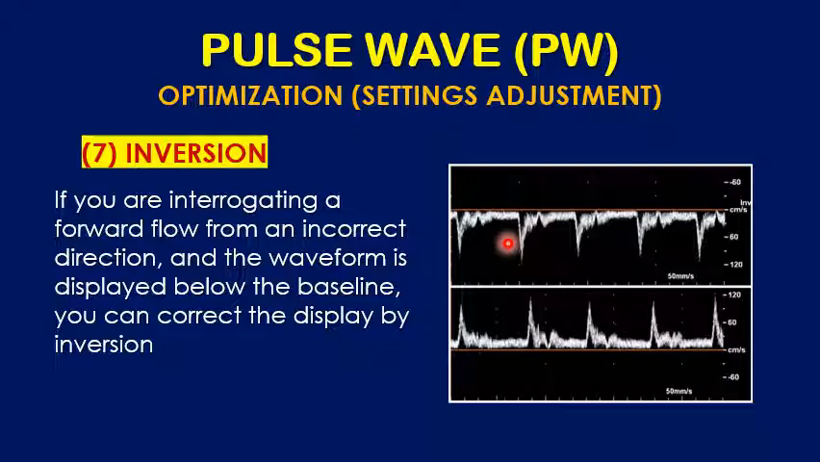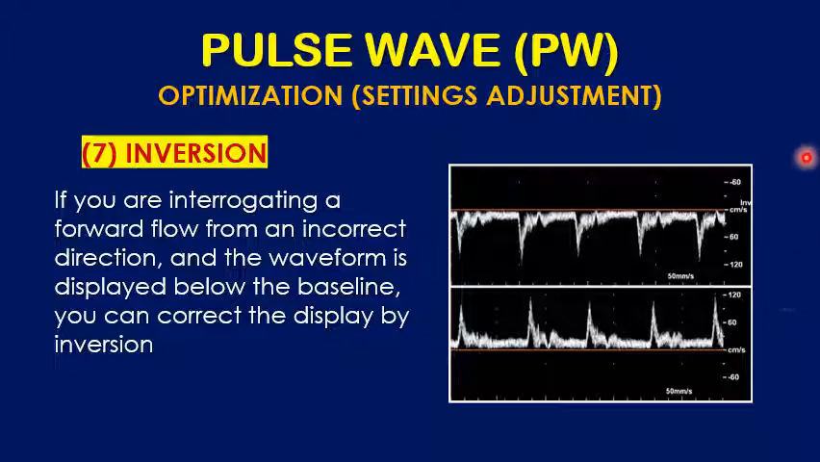In this condition, what I need is to put inversion, and the inversion will put the forward flow back on the top of the scan line. If you need it, you can do it. It doesn't harm anything about the measurements. You can get the peak velocity and everything correctly. So there is nothing wrong with this one.